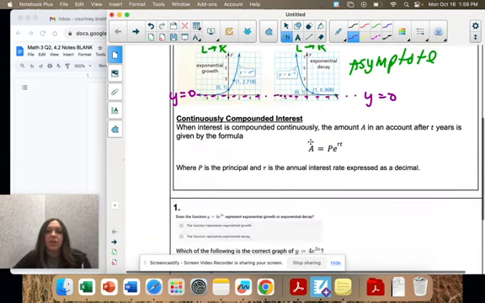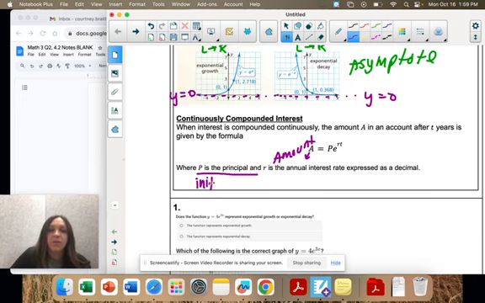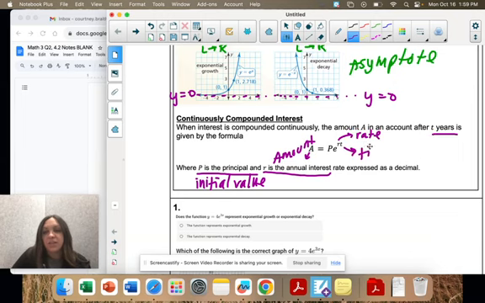And we see that when we look at compound interest. So when interest is compounded continuously, A is the amount in the account after t years. So A is our ending amount. P is what we call the principal. It's the initial value that you put in the bank account. r is the interest rate. And t is time in years.